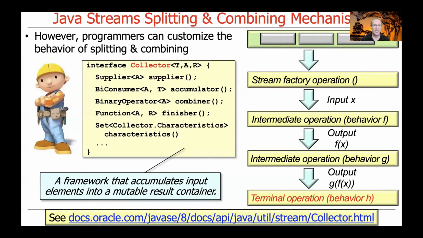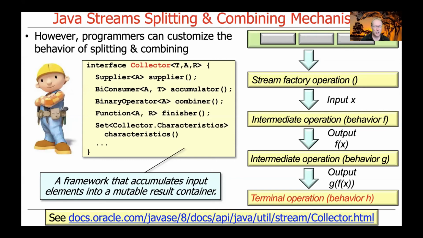There's also a Collector interface, which is how collectors are defined. You can see that this Collector interface has a bunch of factory methods like supplier, accumulator, combiner, finisher, and so on. These methods are called by the streams framework automatically in order to create what's called a mutable result container that's appropriate to consolidate and combine the elements of the stream into a final reduced result. So once again, the framework is defined for you.